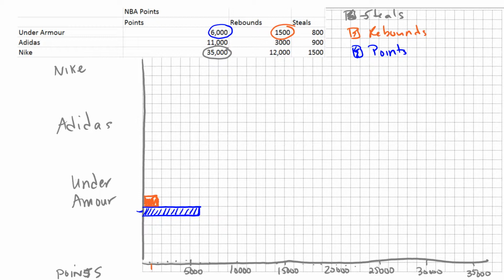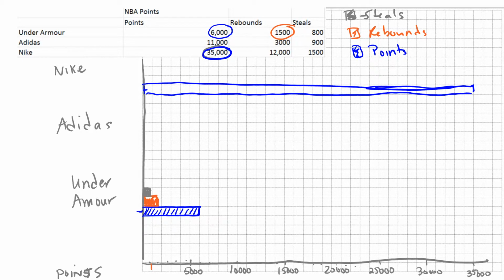And then the steals is 800. So it's less than 1,000. So it's going to be something like this. So there is Under Armour's stats on NBA points. I'm going to jump to Nike and take a look at what Nike looks like. The blue is 35,000, so we're going to go all the way to the end. So that bar here is very long.